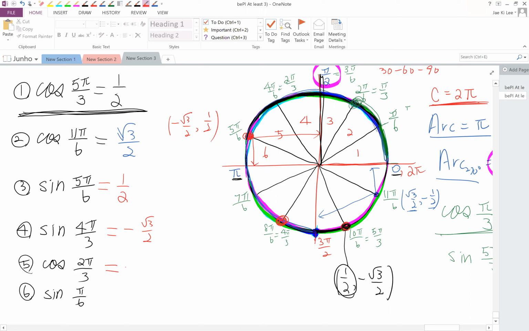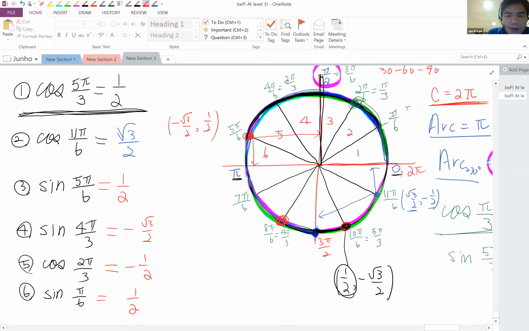Negative 1 over 2. Then sine pi over 6. I don't know sine pi over 6. Oh, I see now. Root 3... sine pi over 6 is 1 over 2, right? Yeah. Okay, that should be the answer for this problem.